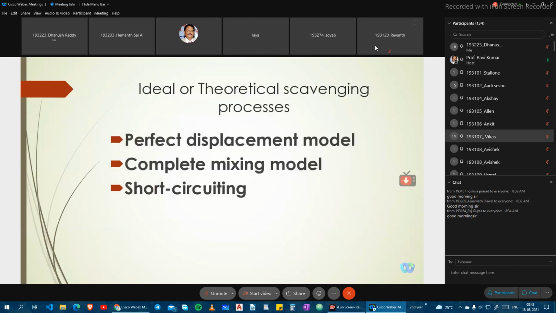Okay. Next, we are going to have the ideal or theoretical scavenging process. In this, we have a perfect displacement model, a complete mixing model, and source substituting. These are the three different methods we are going to evolve to reduce the scavenging losses of energy. And the first one is the perfect displacement model.